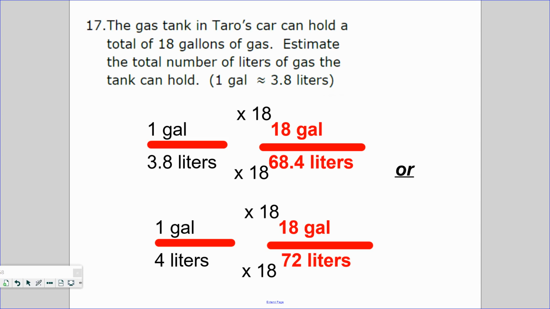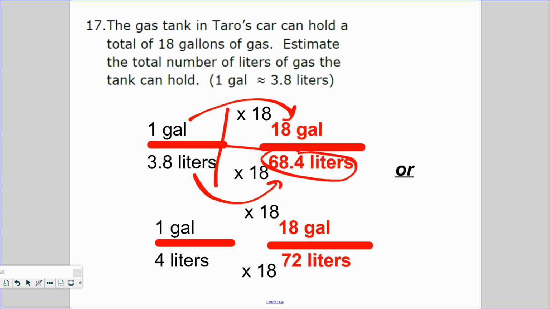Number 17, the gas tank in Taro's car can hold a total of 18 gallons of gas. Estimate the total number of liters of gas the tank can hold. So I made a table. 1 gallon is about 3.8 liters. How do you build 1 gallon to 18 gallons? Times 18. 3.8 times 18 is 68.4 liters. I did have some people who rounded. I'm okay with that. 1 gallon is 4 liters. Times 18. 4 times 18 is 72 liters.